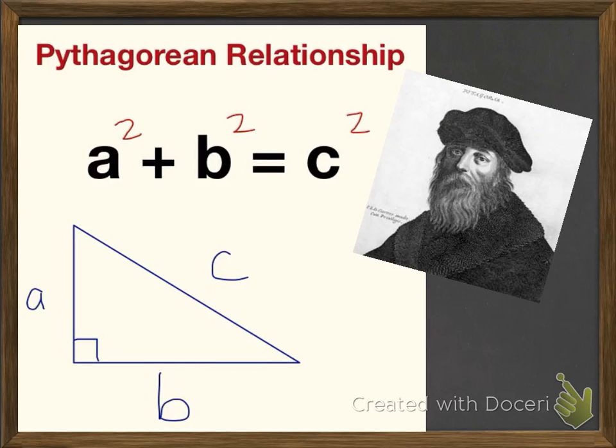Welcome to today's lesson on the Pythagorean relationship. If you recall, we have learned in class that a squared plus b squared equals c squared. You've noticed I put a triangle at the bottom of the page to label each of those sides.